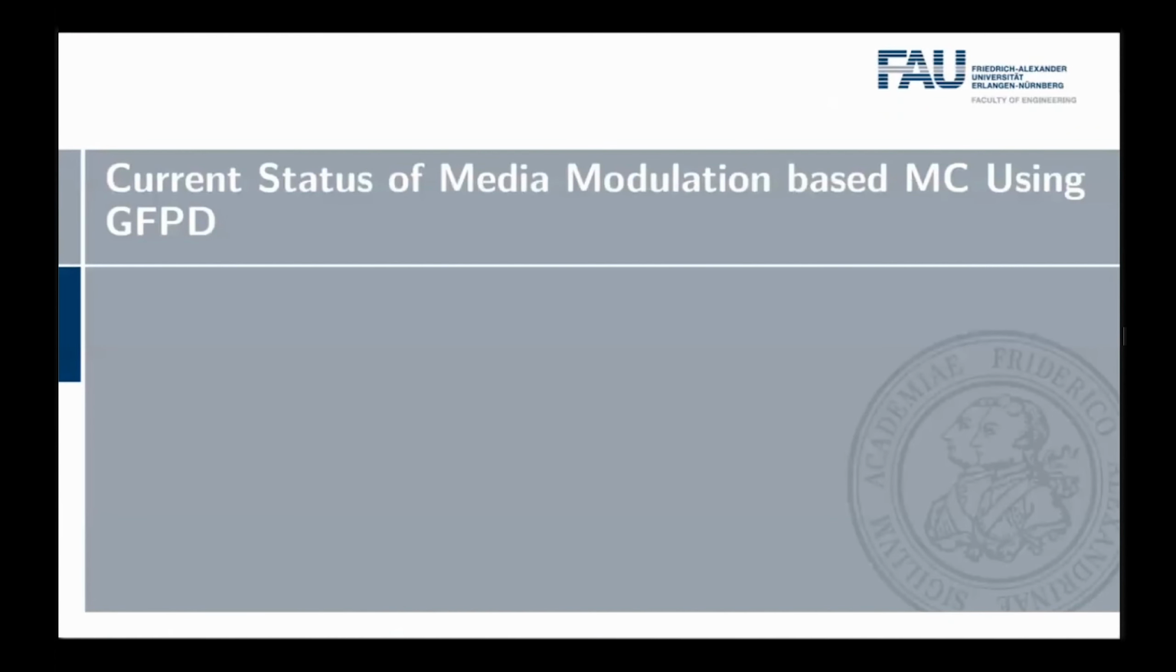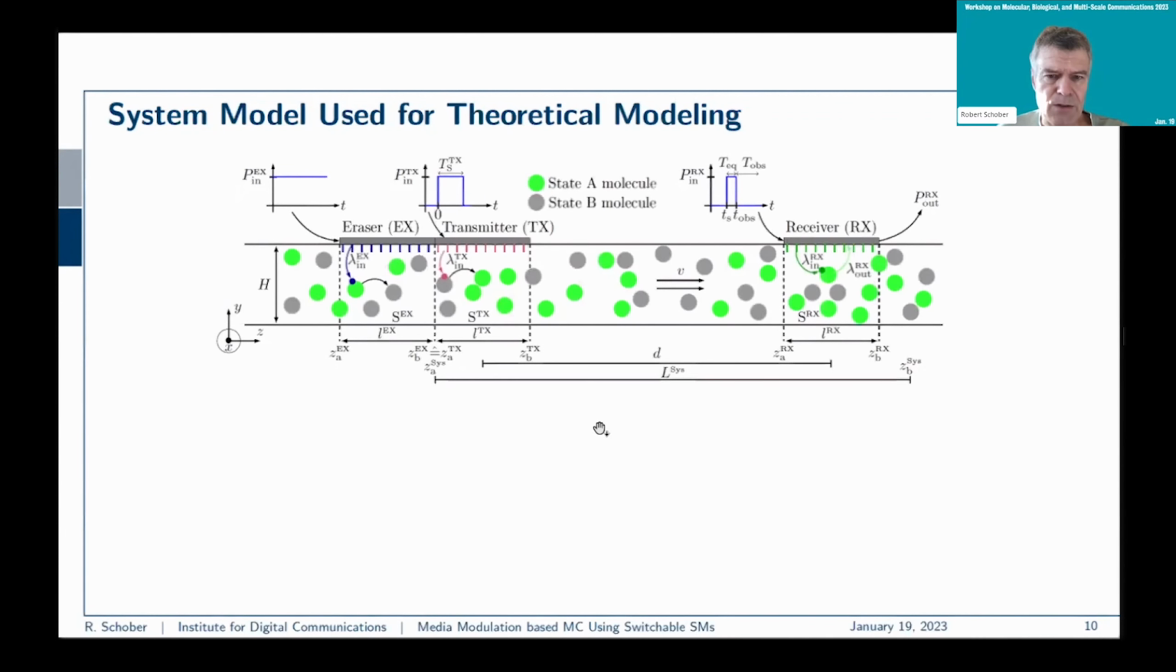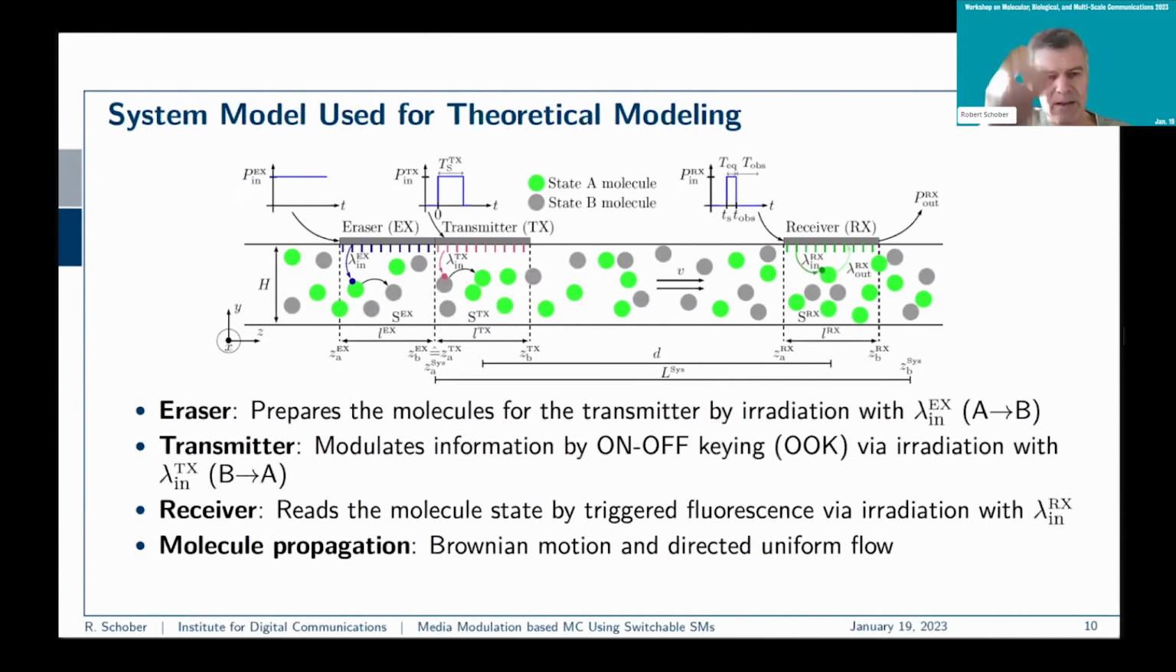Now, in the last part of my talk, I want to show you some results that we obtained both theoretically and experimentally for this media modulation. The setup that we analyzed is shown here. It's very similar to what we've basically seen before. There's an eraser, a transmitter, and a receiver. The molecules propagate by uniform flow and Brownian motion in the channel. The uniform flow is, of course, an approximation that we make here because our main interest is elucidating the properties of this media modulation.